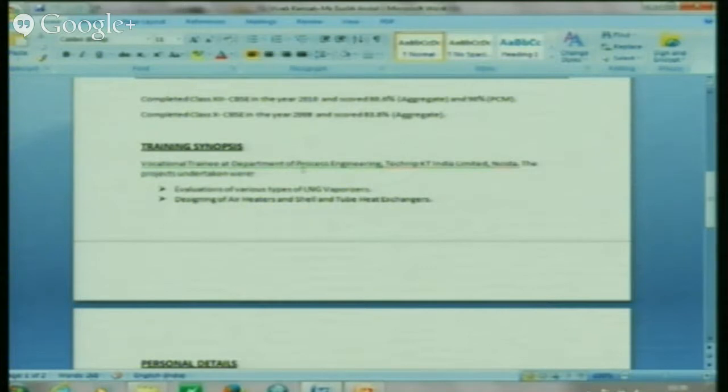Vocational training at Department of Process, and he has given it out as bullets. Two things: evaluation of various types of LNG vaporizers, and two skills that were developed or enhanced during such training. Now, if you will notice, this resume has spilled on to the next sheet.